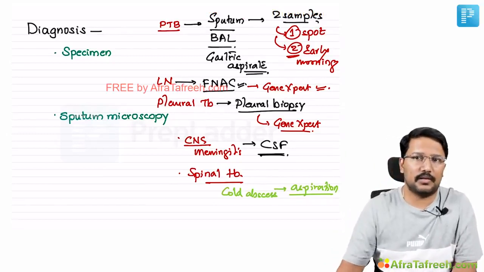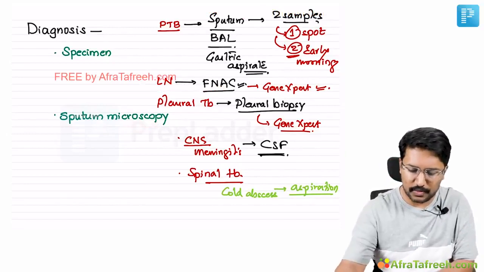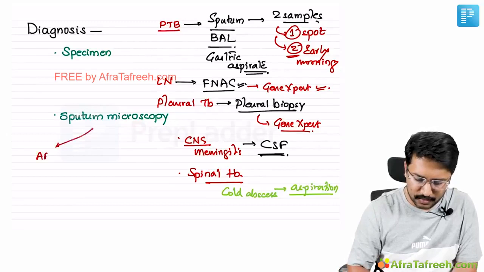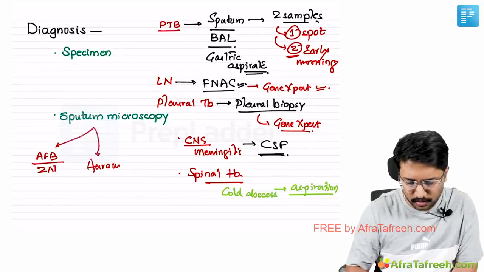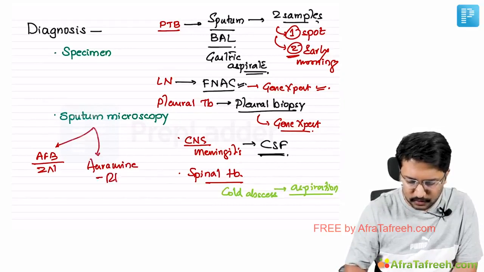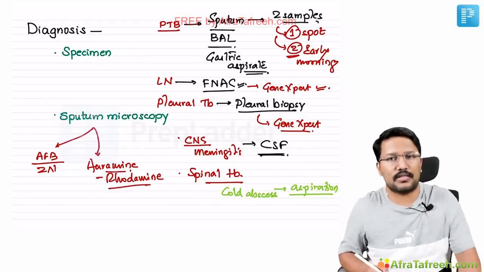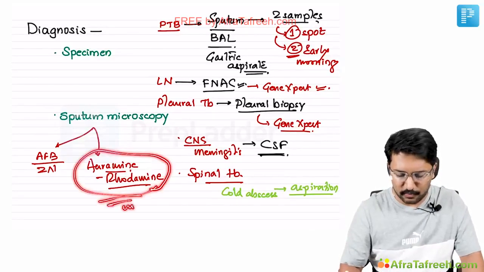Once you have the specimen, if it is sputum, we have the sputum microscopy. Under the microscopy, we have discussed two things, right? One, conventional AFB using Zn stain, and we also discussed the auramine rhodamine stain. Now, between these two, which one is more sensitive? It is the auramine rhodamine stain which is more sensitive.